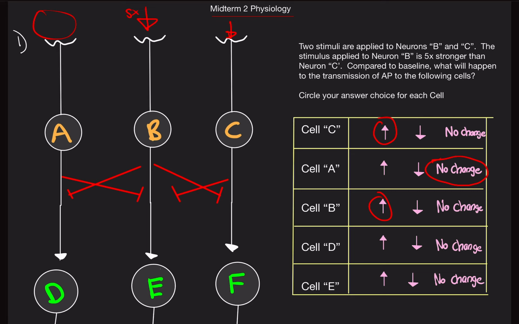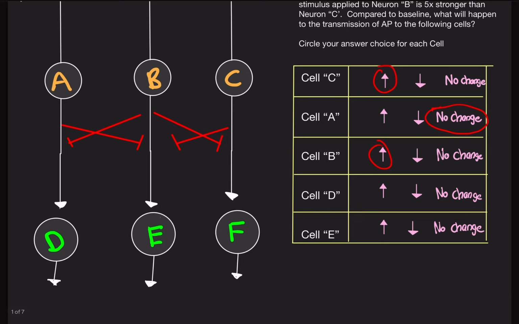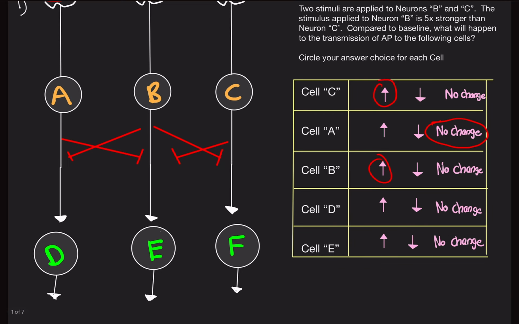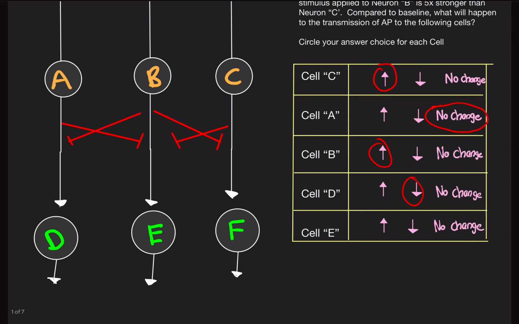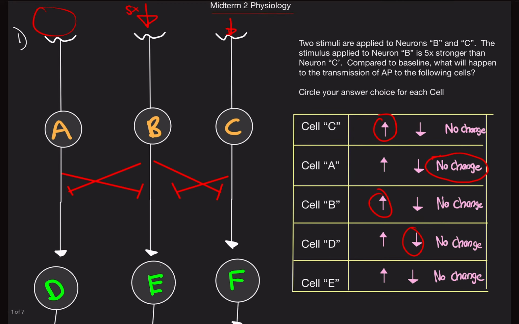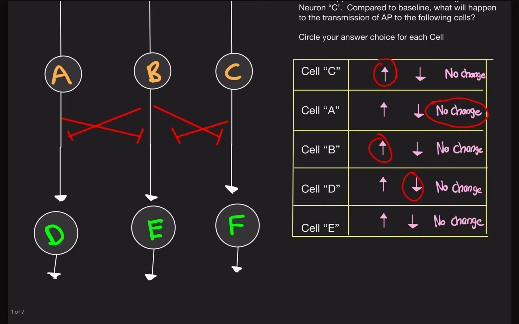Now this is where the lateral inhibition part kicks in. Cell D. What's going to happen? Well, the answer is lower. The reason is that A is not being stimulated at all, so no action potentials are going down here. B is being stimulated by a lot, so B is going to inhibit action potential firing of D. So it's going to be lower.